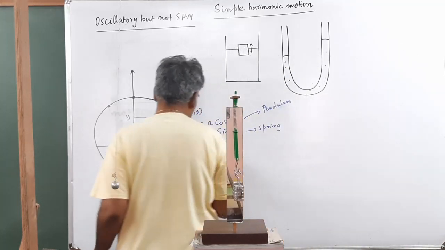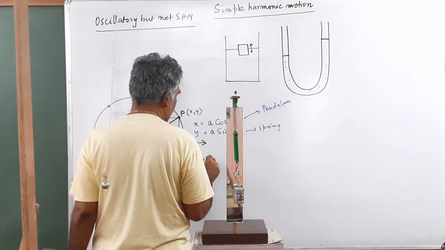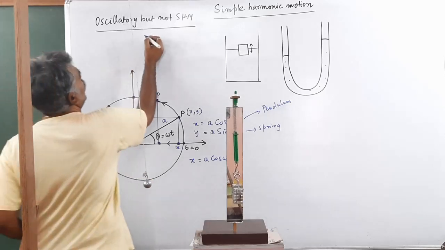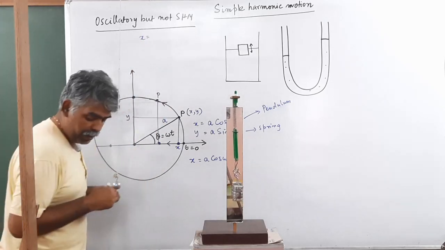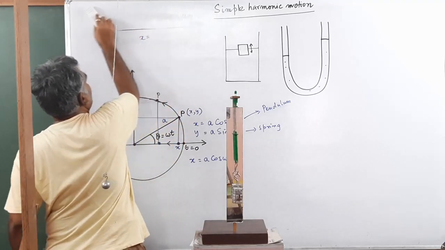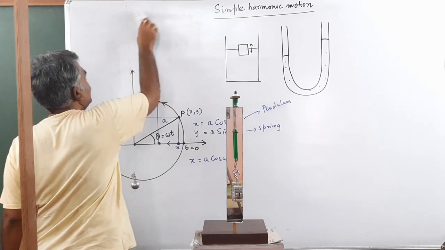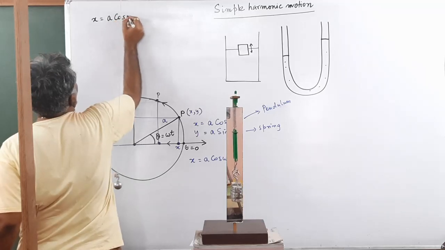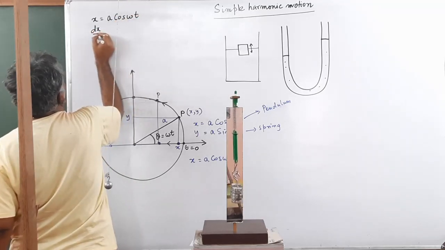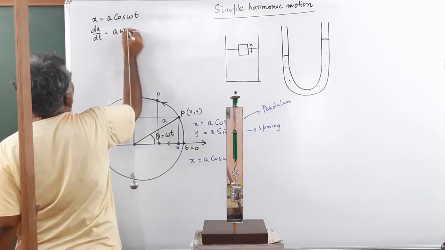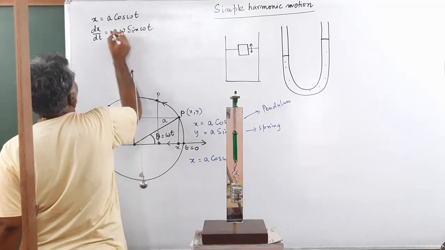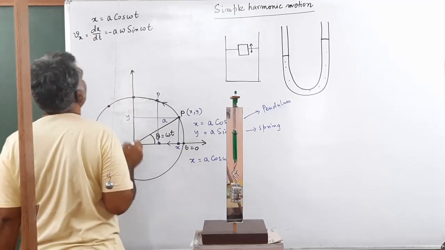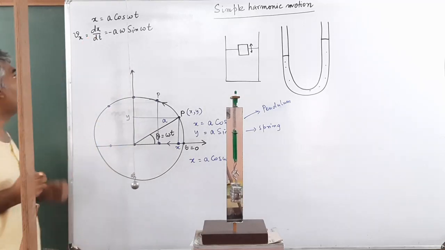Let's analyze the pendulum first. Now, if you take x equals a cos omega t, let's do it here. I am interested in the oscillatory motions, SHMs. So x equals a cos omega t. So what is dx/dt? It is minus a omega sin omega t, right? A negative sign comes out. Now what is this? This is v of x, the velocity of this ball.